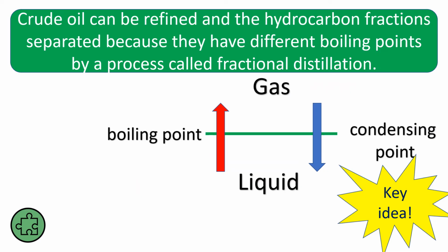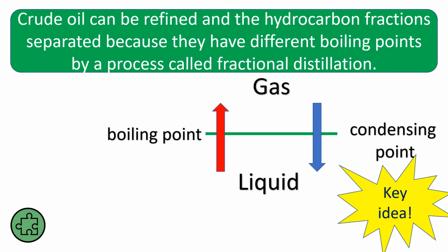So let's go through some of the basics with fractional distillation of the crude oil. So crude oil can be refined and purified, and the hydrocarbon fractions, the different mixtures, can be separated because they have different boiling points. Okay, and this is the key point. The boiling point of these different fractions means that fractional distillation works. If they all had the same boiling point, this would not work.